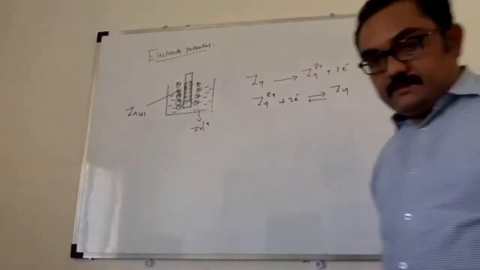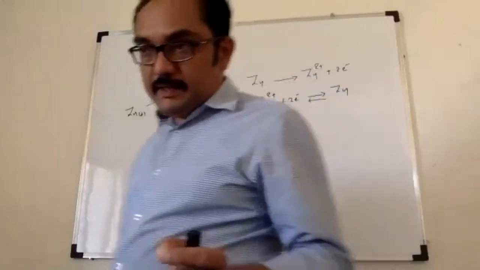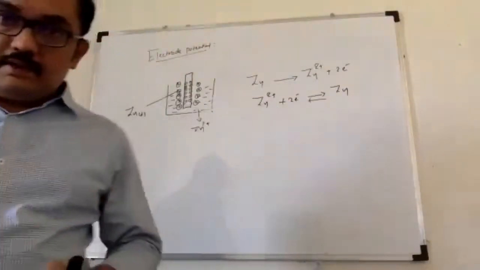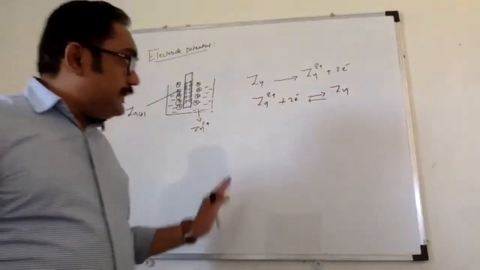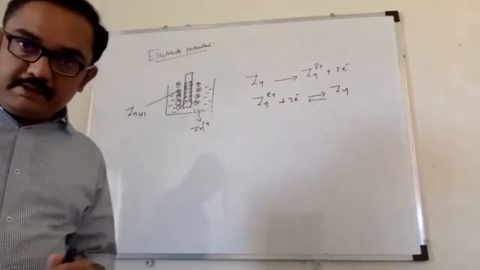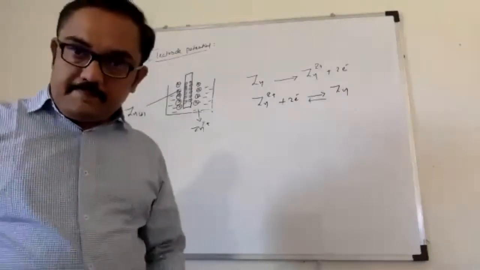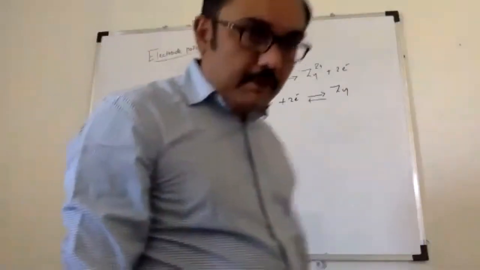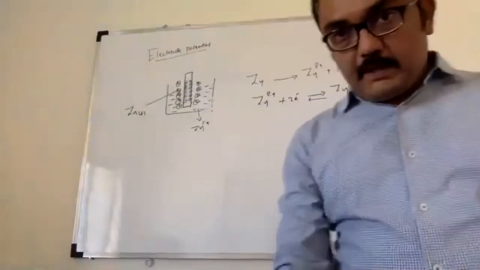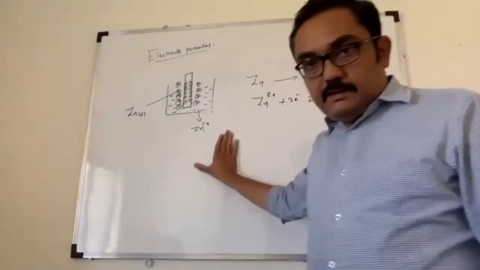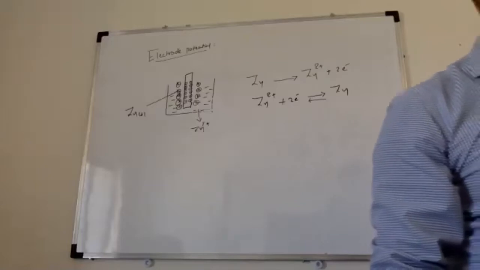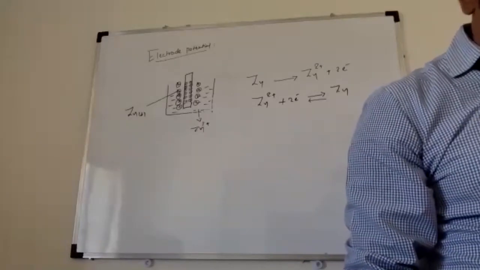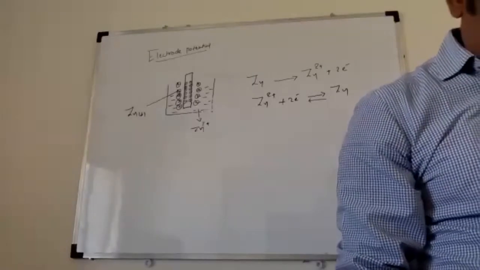I have given an example of a Zn strip in contact with Zn2+ ion in the solution. That is applicable when any metal strip is kept in contact with a metal ion. This is called a half cell. Is this clear? Does anyone have any doubt about electrode potential before I move further?